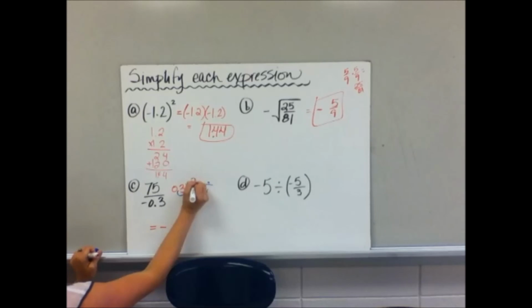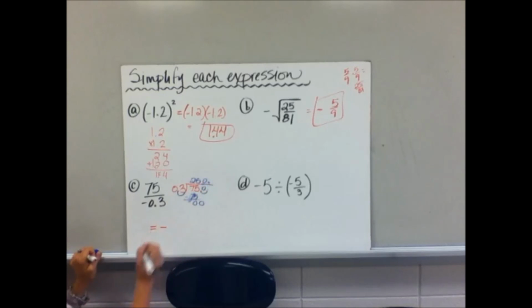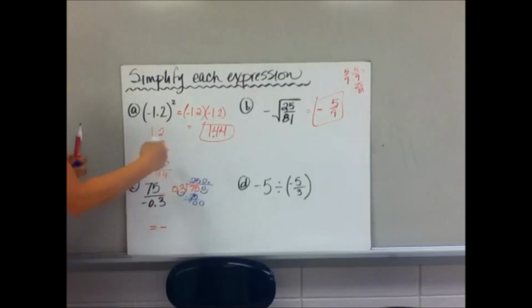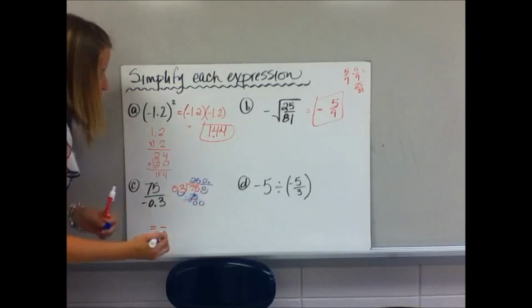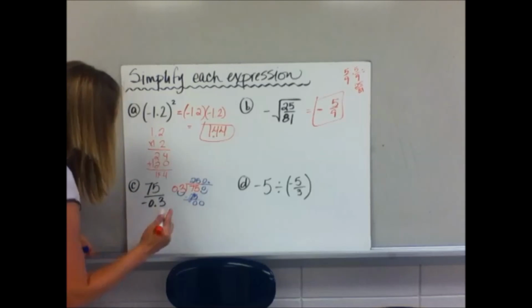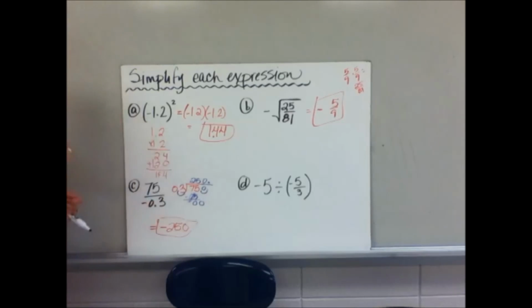3 goes into 75 25 times. Oh, that is 75. Whoops. Okay. I do get 0, however, I need to fill in that placeholder. And so it's 250. You likely saw the 25, but what you like to see was the place of the 25. And so it becomes 250. So this is negative 250.